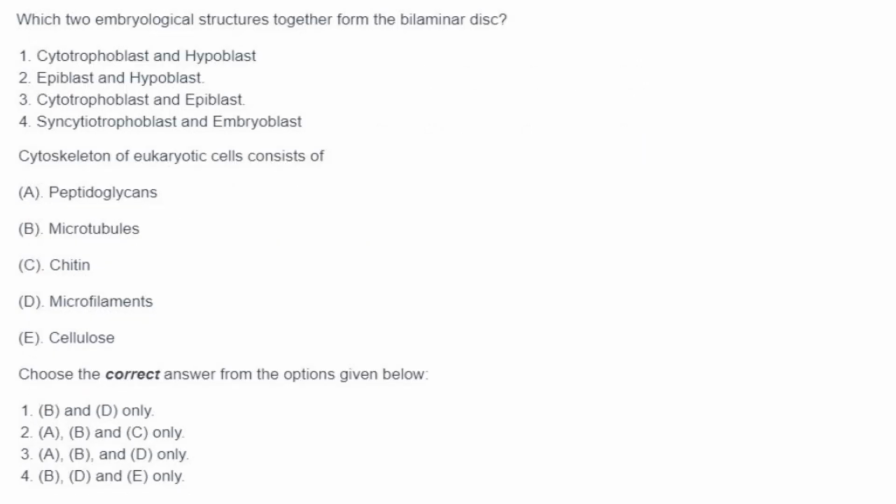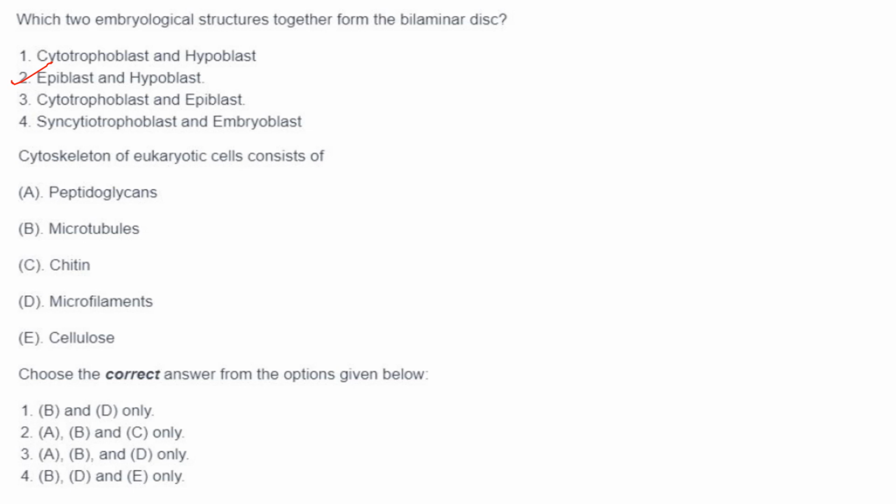Then which two embryological structures together form the bilaminar disc? Epiblast and hypoblast is the answer. What is cryptotrophoblast? It is a type of cell in the placenta that helps the embryo to attach to the uterine wall. Okay.